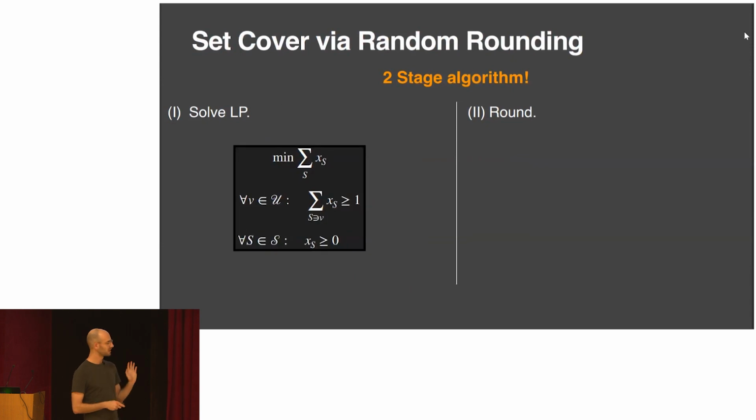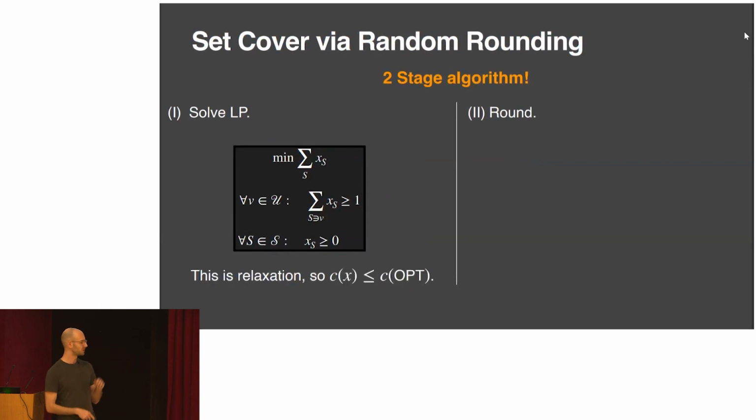Okay. So here's the LP for set cover. There's a variable for every set, x_S. There's a constraint for every element saying fractionally you need to pick at least one set to cover that element, and everything must be non-negative. Okay, we know how to solve LPs. This is a relaxation, so the cost of the LP is less than the cost of OPT.